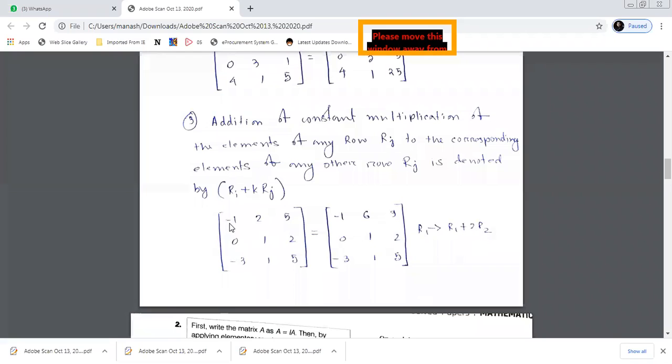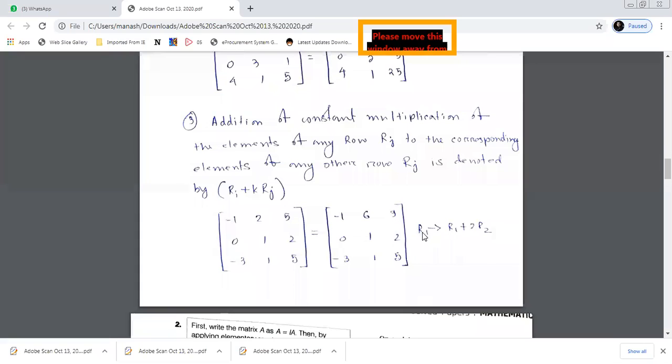See here, what is the first element of row 1? Minus 1. Minus 1 plus 2 into 0, it will be minus 1. Next 2 plus 2 into 1, there's some mistake. It will be 4. Okay, 2 plus 2, so it should be 4. Again 5 plus 2 into 2, that means 5 plus 4, it is 9.